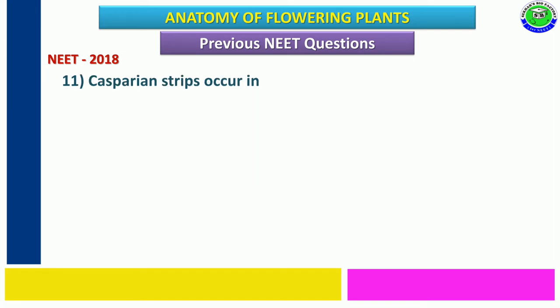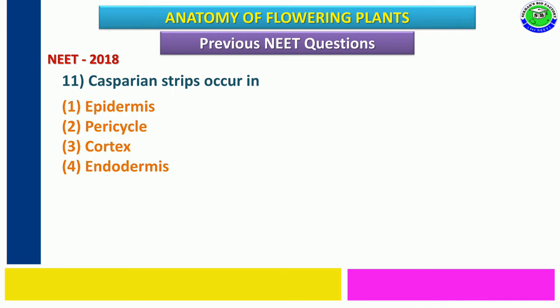Question number 11. Casparian strips occur in first option epidermis, second option pericycle, third option cortex, fourth option endodermis. The correct answer is fourth option.